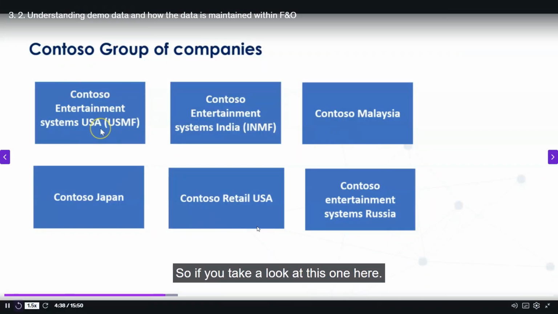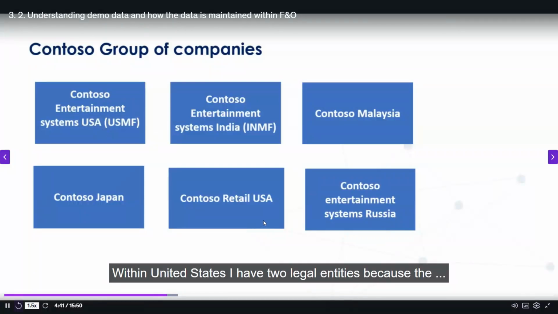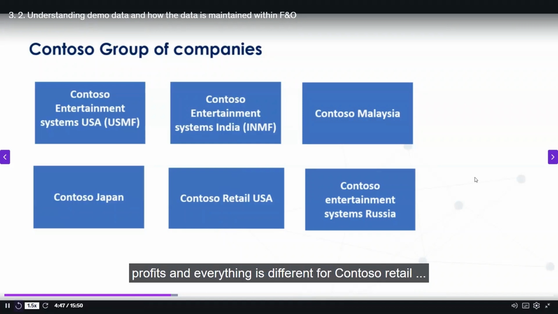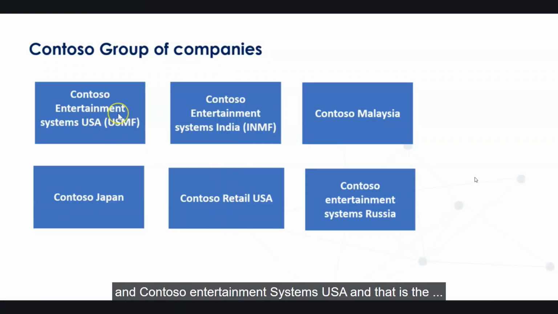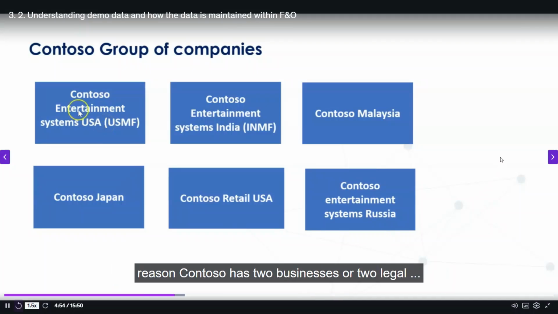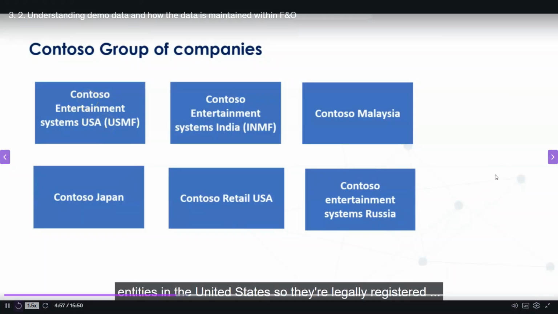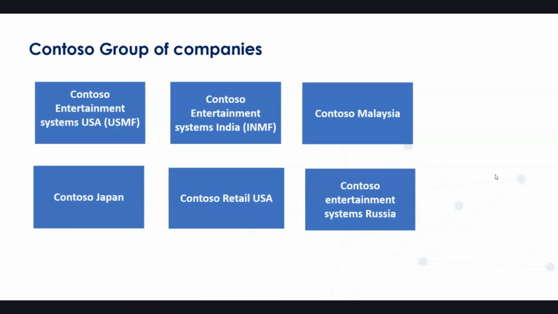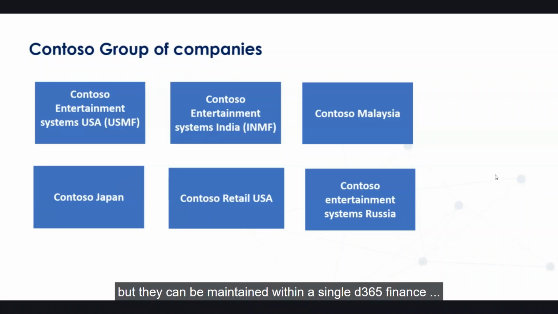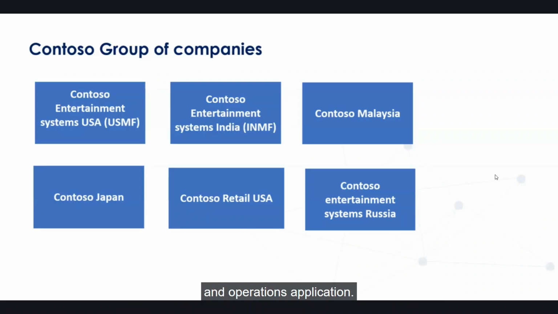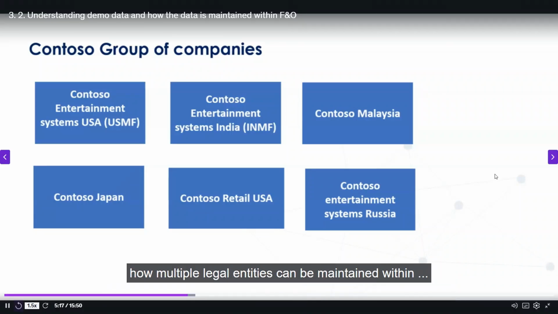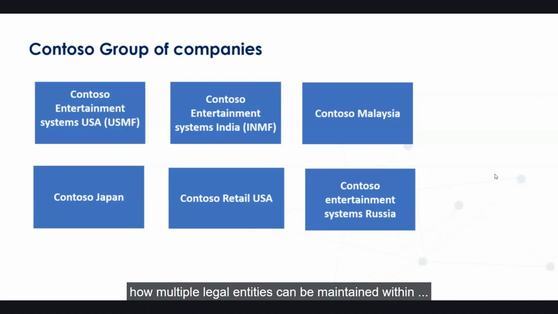So if you take a look at this one here, within the United States, I have two legal entities because the business needs to be separated. So the earnings, profits, and everything is different for Contoso Retail and Contoso Entertainment Systems USA. That is the reason Contoso has two businesses, two legal entities in the United States. So they are legally registered as two different companies, but they can be maintained within a single D365 Finance and Operations application. Now, let me take you back to the application so that we see how multiple legal entities can be maintained within a single Finance and Operations application instance, right?